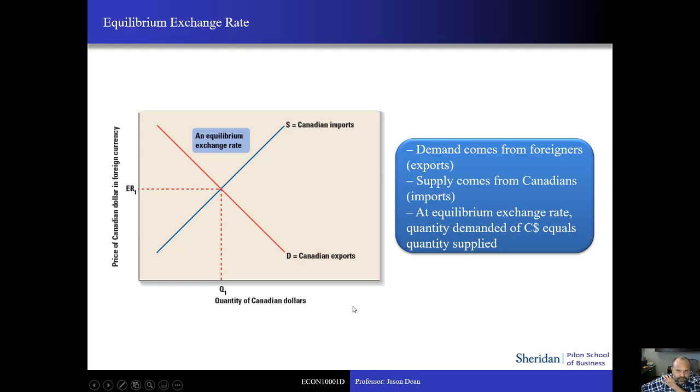Again, demand comes from foreigners, mainly in the form of exports. People who want to buy our stuff need our currency. Supply comes from Canadians, which are imports, when we sell our Canadian dollars on the market to buy foreign currency, to buy goods from another country. And so the exchange rate, or the equilibrium exchange rate, is where the quantity demanded equals the quantity supplied.